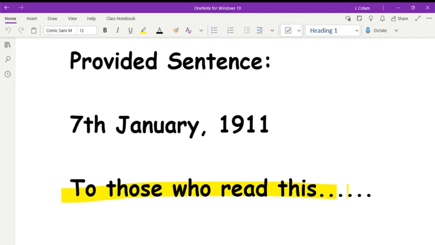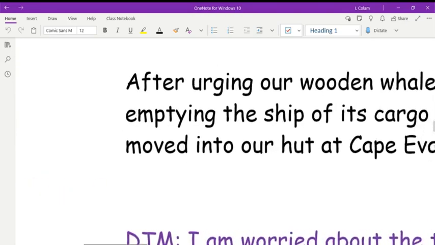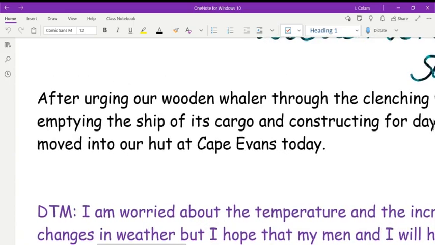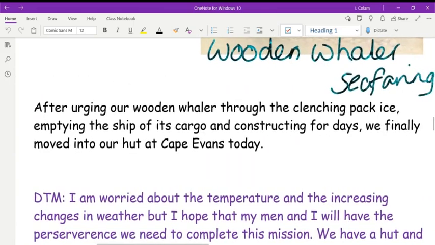Moving into our model. So you will see that there's a bit of deepening the moment. I will come to that bit in a second. It's just popping up at the bottom there. So our diary begins. To those who read this, after urging our wooden whaler, so there's our alliterative phrase to describe our ship. After urging, and that's a verb for us. So it could be after persuading our wooden whaler through the clenching pack ice.